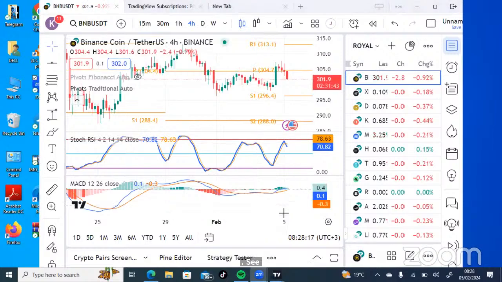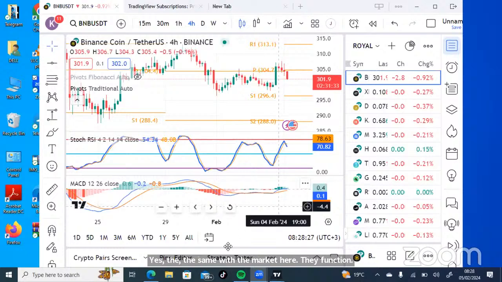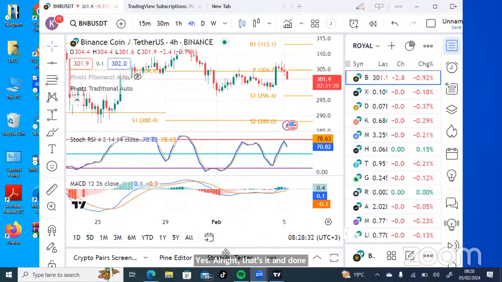Yes, the MACD in Royal Q is the same as the MACD here. They function the same. All right. That's it and done. I believe that could mark the end of our session, unless someone else has a question.